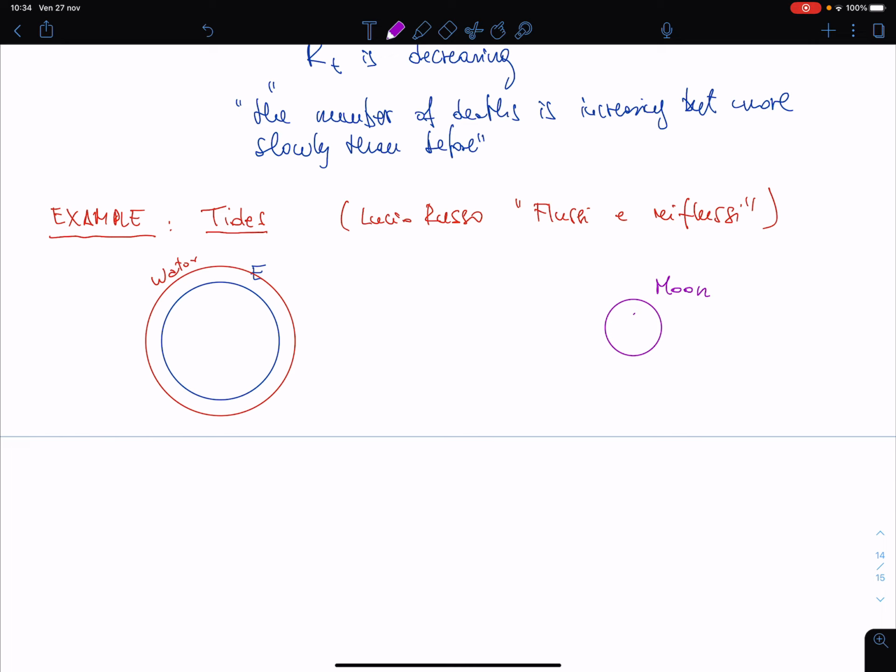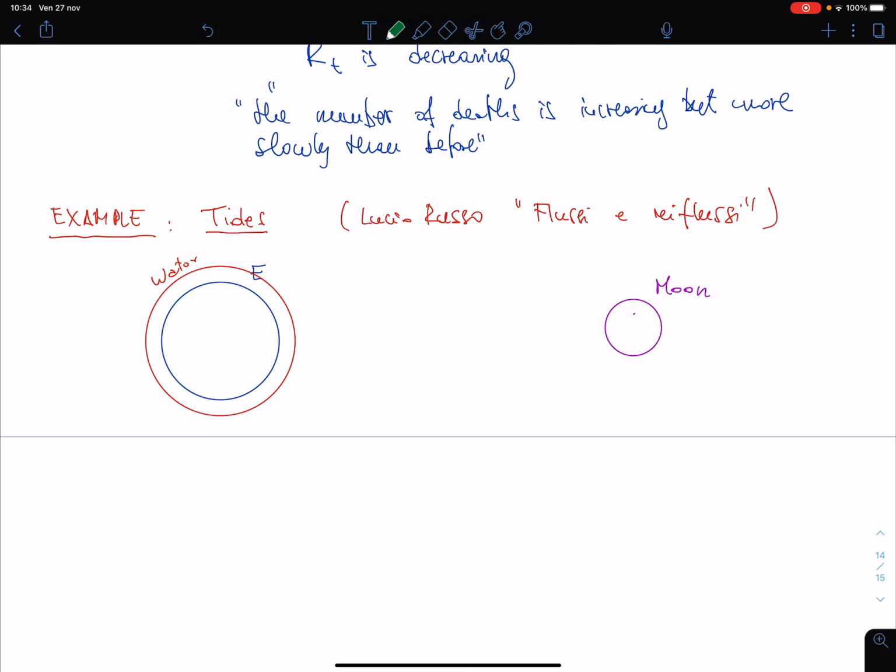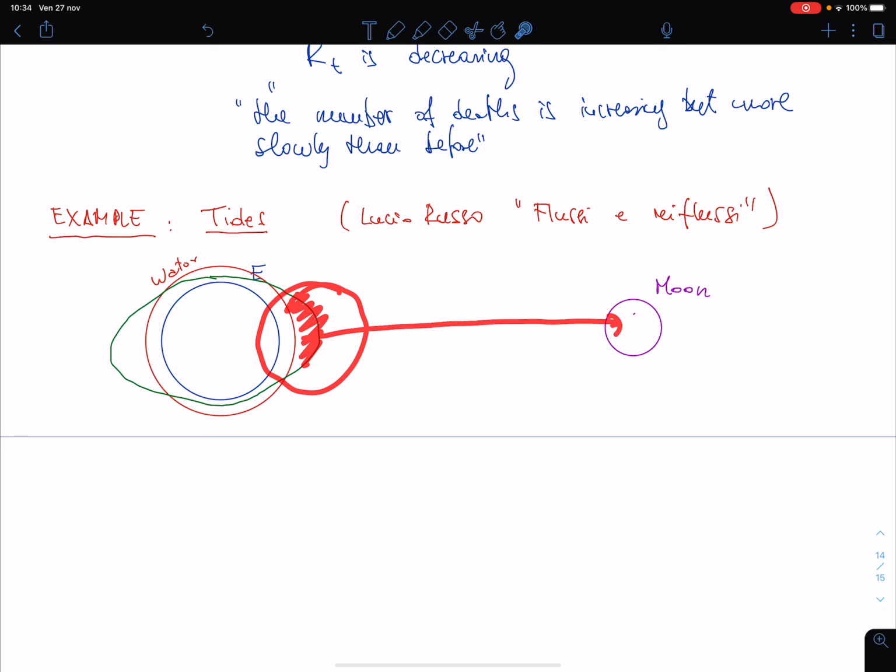And when the moon is there, the waters that surround the Earth distribute in a different way. Something like that. I am a bit exaggerating it. This is what happens. So what happens here is that the water in this part, the nearest part to the moon, is attracted by the moon. So it presents a bulge. So people here see the high tide here.